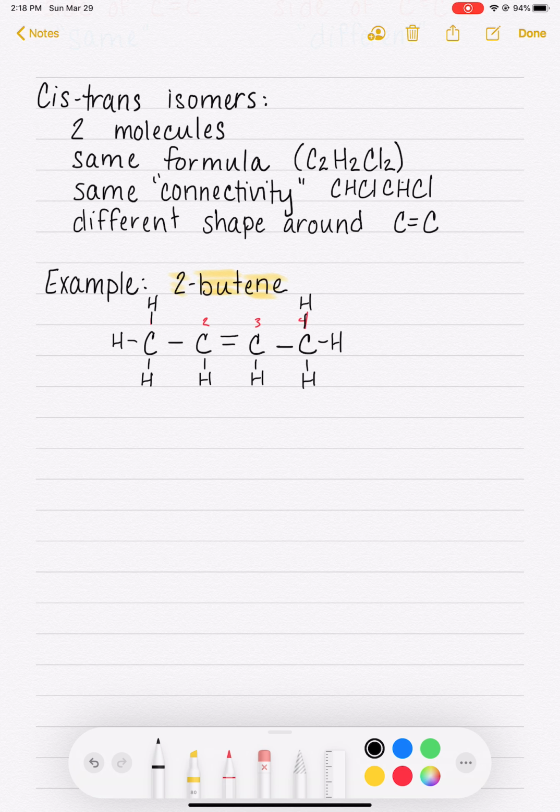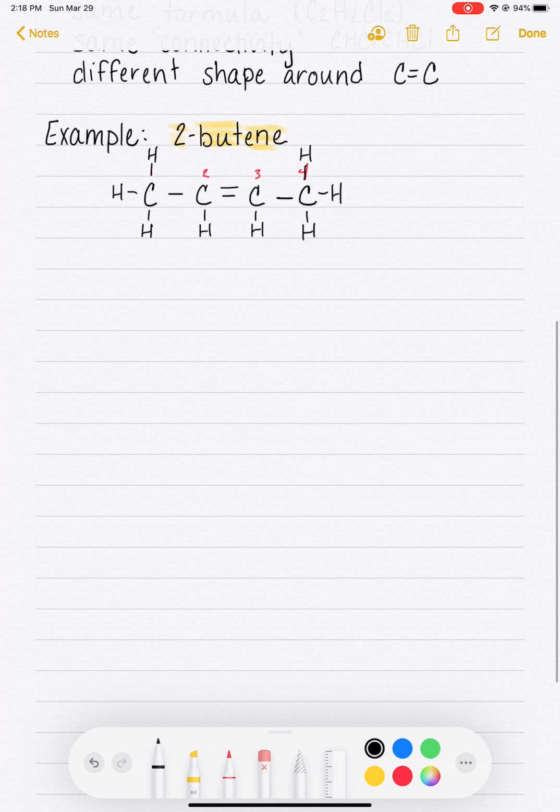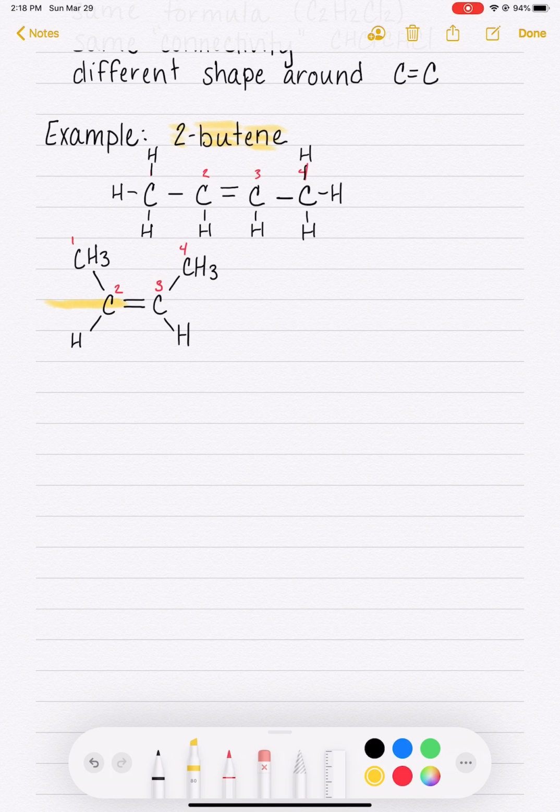This particular molecule, 2-butene, has 2 possible arrangements around its carbon-carbon double bond. So one possibility, the carbon-carbon double bond, that's carbon number 2 and carbon number 3. One possibility is that the CH3 from carbon number 1 and the CH3 from carbon number 4 are both on the same side of the double bond. So here's our double bond, and we have the methyls, the CH3 and the CH3, both on the same side.